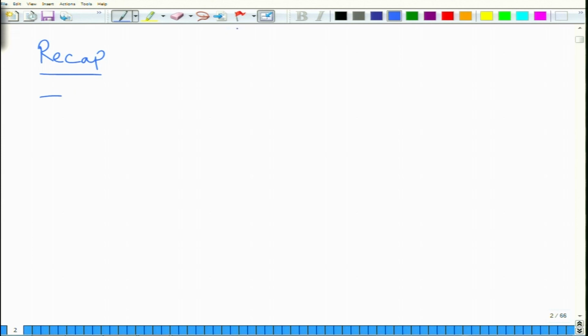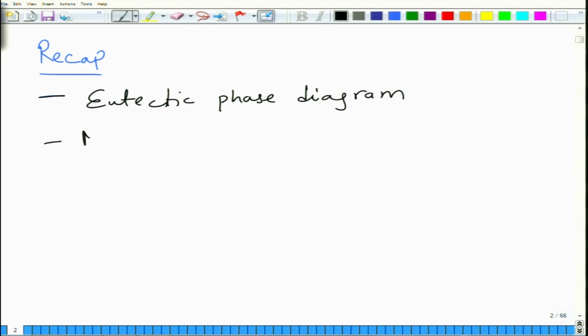So in the previous lecture, what we did was we looked at the eutectic phase diagram and microstructure evolution.